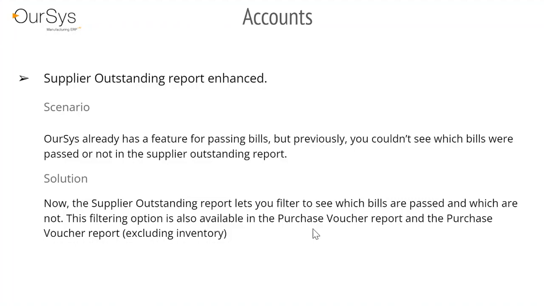In simple words, the supplier outstanding report now lets you filter and view which bills have been approved and which are still pending. You can also use the filter option in the purchase voucher and purchase voucher other than inventory. This means you can easily check the status of bills and their vouchers to see if they are processed or still awaiting action.